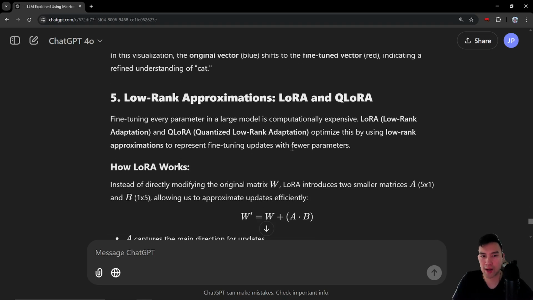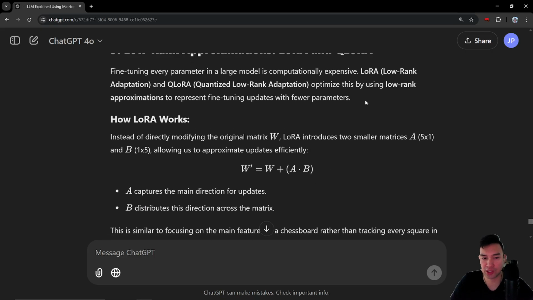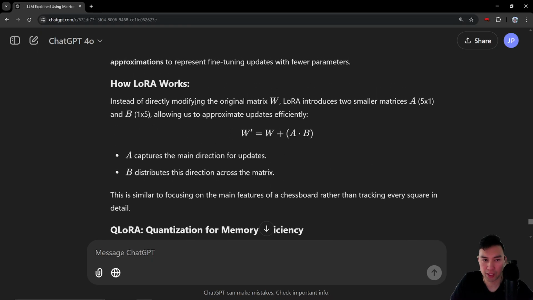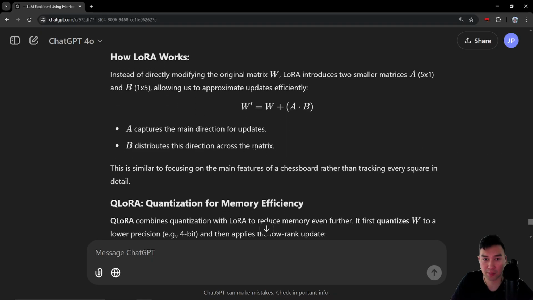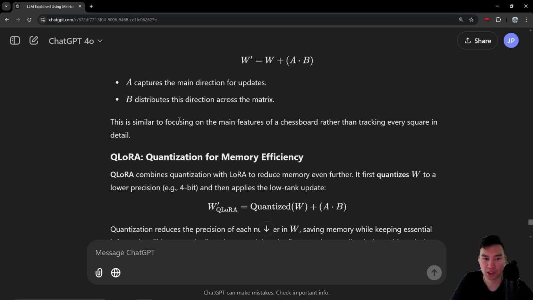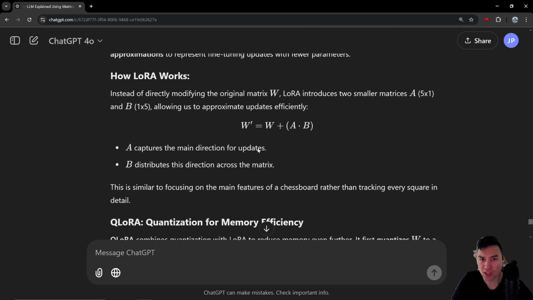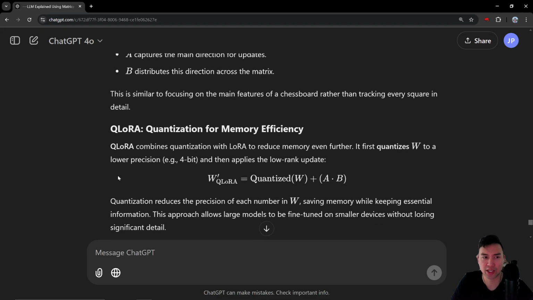So that's how the low rank adaptation and the quantized low rank adaptation works, right? Instead of looking at the full image, you look at the big parts of it, and then you add that onto the initial weights. Instead of directly modifying the original matrix of 8 billion parameters, low rank adaptation introduces two smaller matrices, A and B, allowing us to approximate the updates efficiently, right? It's similar to focusing on the main features of the chessboard rather than tracking every square in detail. Because otherwise, you're just going to be sitting there doing calculations, right?